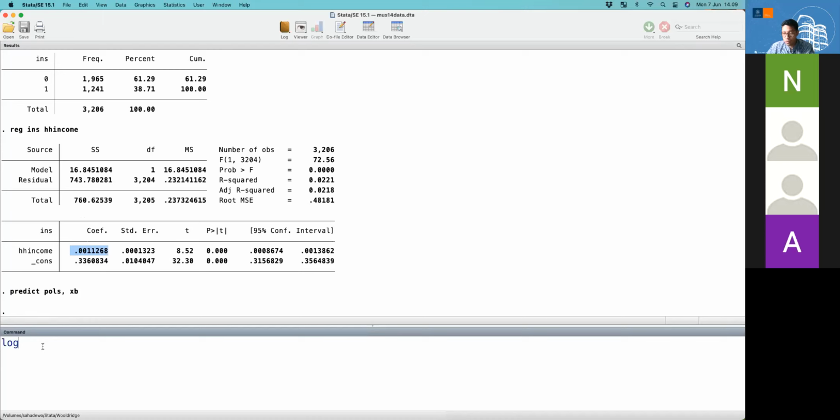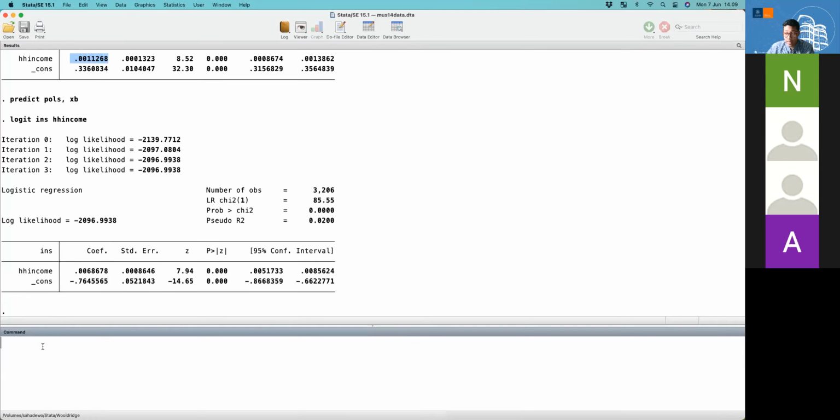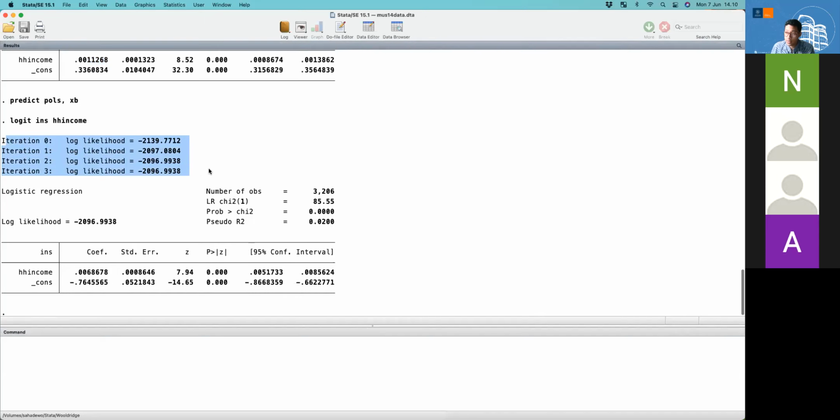We also want to do a Logit estimate on the effect of household income on whether or not an individual gets insured. As you can see here, Stata is doing some iteration. Why does it want to do some iteration? Because it wants to find the estimated coefficient such that the log likelihood is the highest. That's why it's called the maximum likelihood.